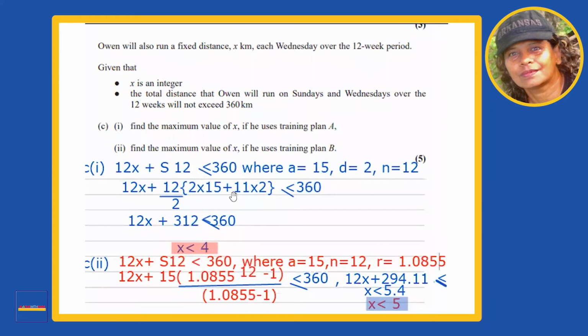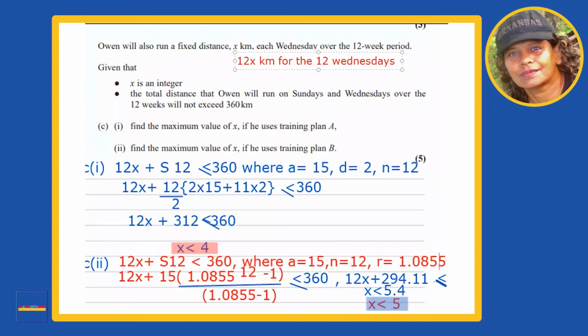So every week he's going to run X kilometers. That means in 1 week he runs X kilometers each Wednesday, and in 12 weeks he's going to run 12X kilometers. The total distance Owen will run on Sundays and Wednesdays over 12 weeks will not exceed 360. So basically what they're telling us here is that if he runs X kilometers each Wednesday, then he runs 12X kilometers for the 12 Wednesdays.